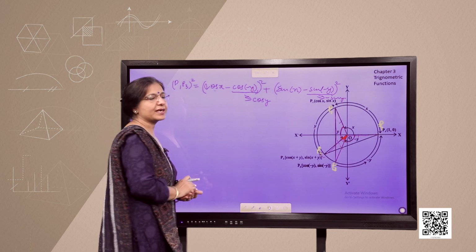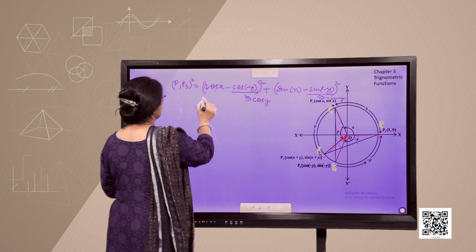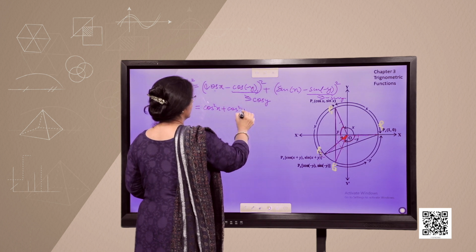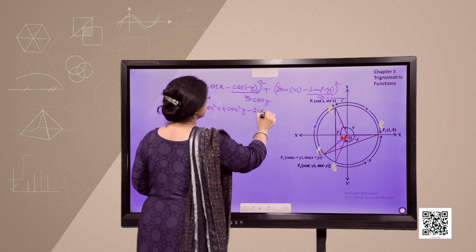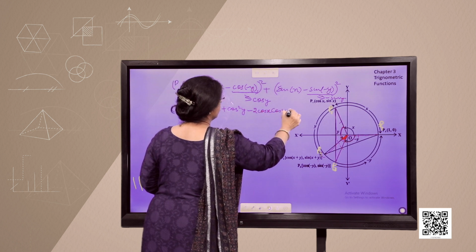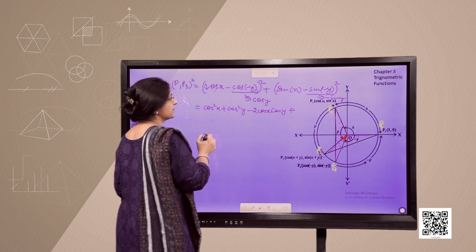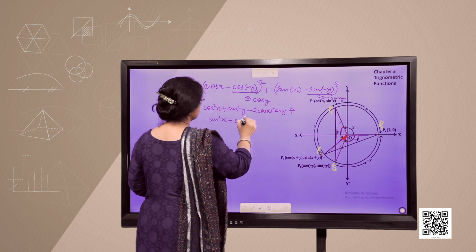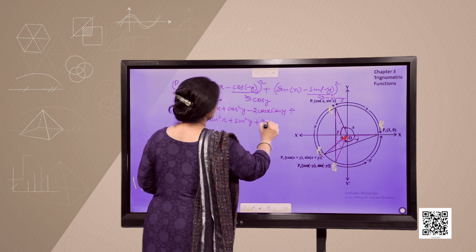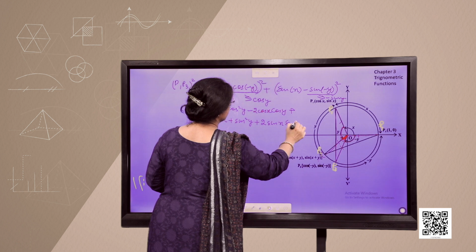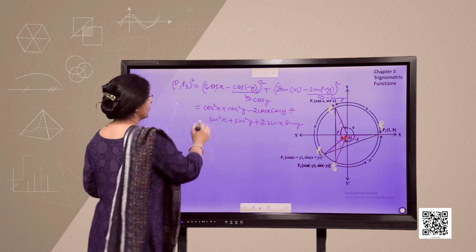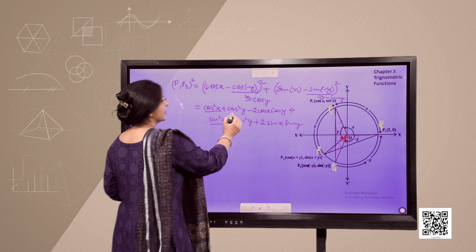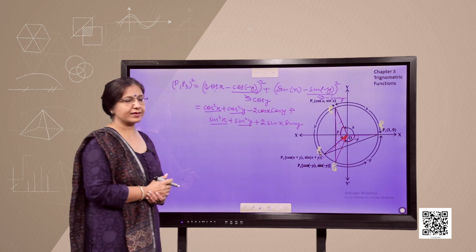Now, applying the algebraic identity (a minus b) whole square, it will be cos squared x plus cos squared y minus 2 cos x cos y. Plus, opening this according to (a plus b) whole square, this will be sin squared x plus sin squared y plus 2 sin x sin y. Now, we know that like terms cos squared x and sin squared x together make 1, and cos squared y and sin squared y together their sum makes 1.